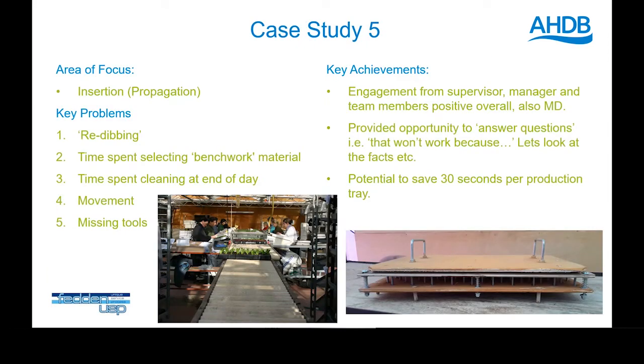This one is propagation. So this one where they're having to carry out a rework activity. So basically the dibbing operation is where they put holes into trays before they put the cuttings in. The machine they had didn't always quite put the holes down as well as it should have done. So what they've done is they've just created a jig so that it makes it easier to put the holes into the trays. So a very, very simple investment, which saves something like 30 seconds per tray.